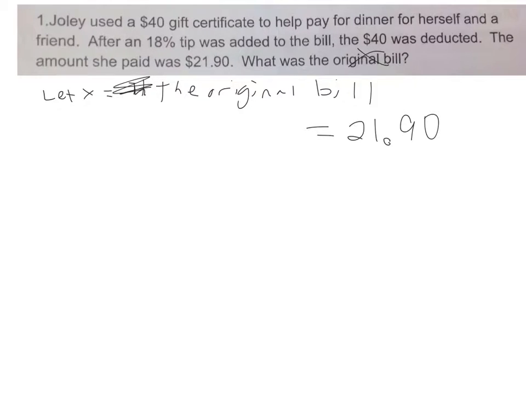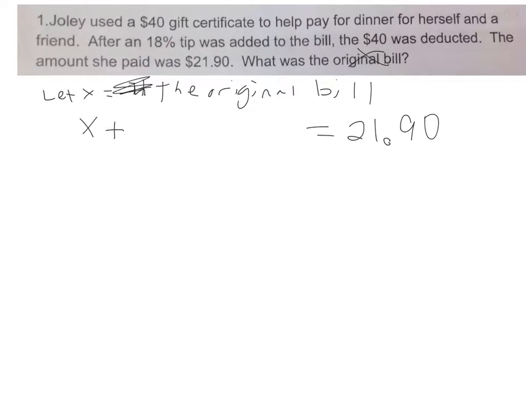Well, whenever you go to a restaurant, you get a bill. So they brought it to the table. Do we know what that bill is? No, but they brought it to the table. Now, it says that after an 18% tip was added to the bill. So 18% tip, that's 18% of the bill.